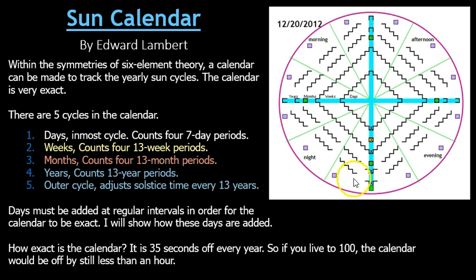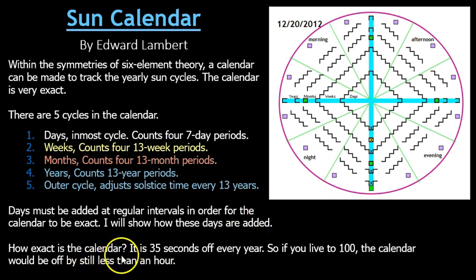So this just gives you an idea that the calendar is broken up into days, weeks, months, and years. We're all used to days, weeks, months, and years: 7-day weeks and months of 28 days and years. But we're going to find out that when you mark time in a certain way, this calendar becomes very simple, very consistent, and very exact. Days must be added at regular intervals in order for the calendar to be exact, and I will show how these days are added.